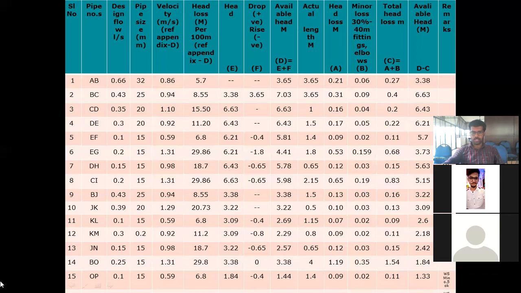So this is not the end. This is OP. One more thing is that OQ is also there. This will also come out lesser, but this is just a tabular column to find out the head. So this 1.33 is less than 2, but it is better to bring it to 2 meters.